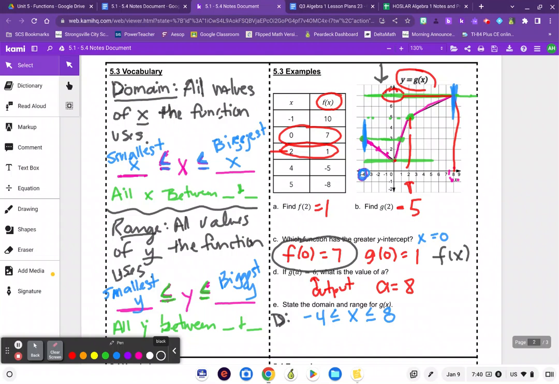My range deals with all the y values that get used, and we said that was all the numbers between these green barriers, right? I'm looking from bottom to top on the y-axis. The smallest y value that has a point associated with it is 1. That's less than or equal to all the other y values, which is less than or equal to 7, the biggest y value that got graphed.